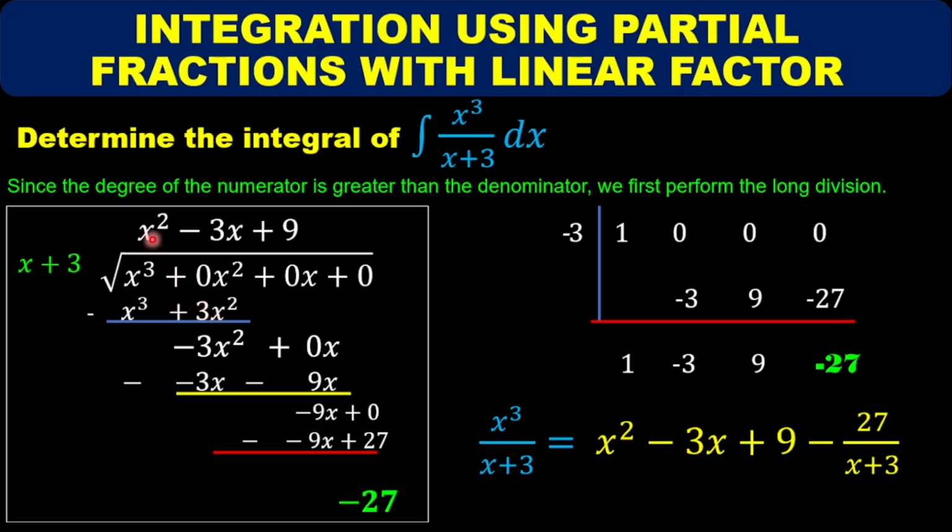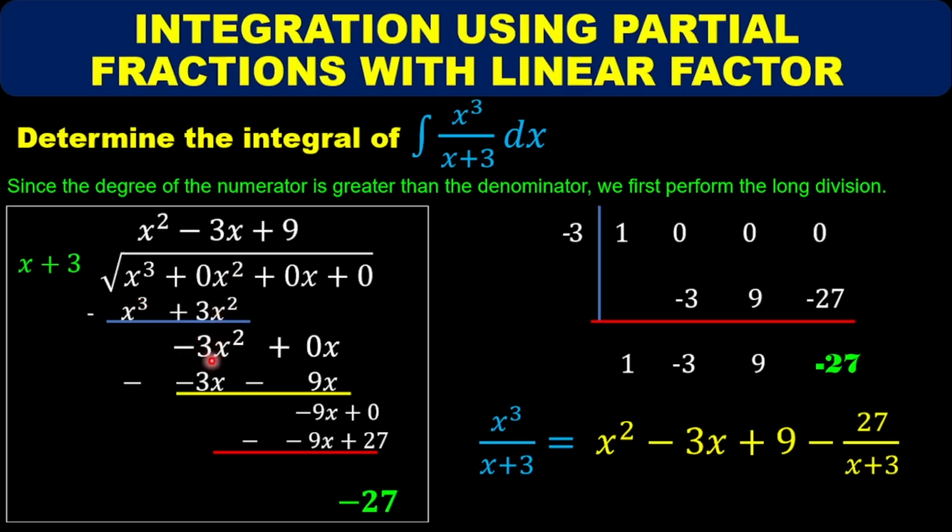After using this to multiply, we are now going to subtract. That's why you see the subtraction sign here. Now x cubed minus x cubed is 0, so you don't see anything here because it's 0. And then 0x squared minus 3x squared automatically gives us minus 3x squared. So we bring it down. So that's what you see.